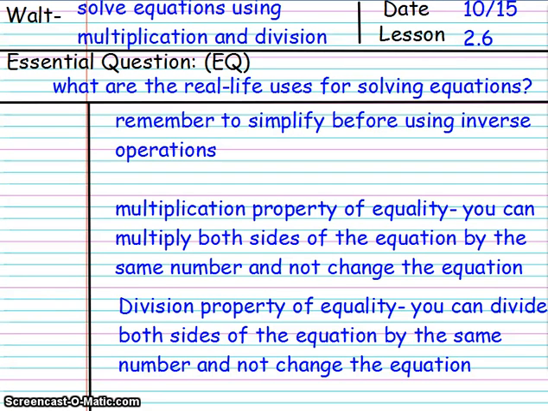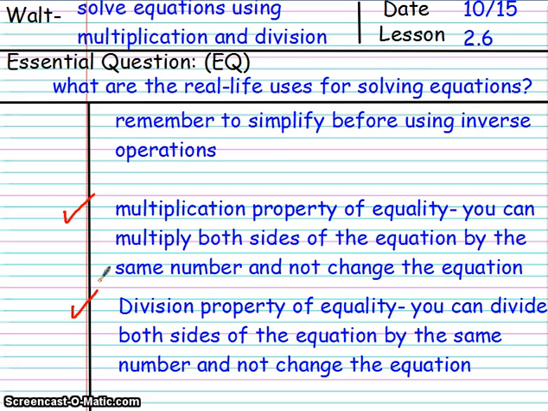This is for section 2.6 from your textbook, and today we're going to look at how to solve equations by using both the multiplication and division property. Yesterday we did addition and subtraction. So I've got a couple of definitions right here, and I'd like you to take time out of your busy day to split your screen and copy them down. Basically it states that for both of them you can multiply both sides of the equation by the same number and you're not going to change the equation.